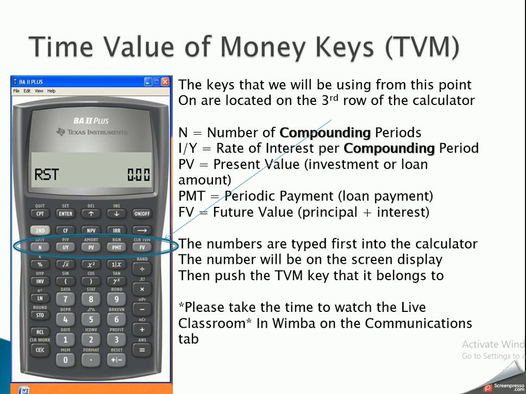So the textbook teaches as if we are using the tables. There are some examples within the text that refer to the financial calculator, and those are the ones that you're going to want to look at. Do not look at the tables because those will not be available to you on the test or in your homework. So you want to get comfortable using these time value of money keys.